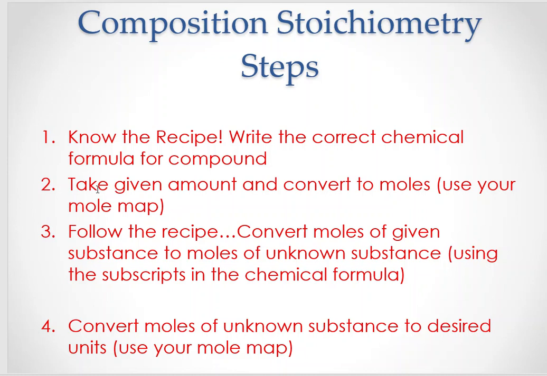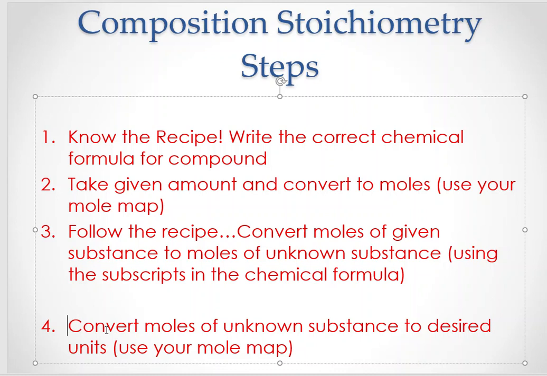Sometimes it's already there. Step 3 is following the recipe. In our example, we knew that we had 2 oxygen atoms for every 1 CO2 molecule, and so that was us following the recipe. And then step 4 was convert to desired units. We had moles of oxygen atoms, but we wanted total oxygen atoms, so we multiplied by Avogadro's number to figure out the total oxygen atoms. So those are the 4 steps we follow, and it works every time.